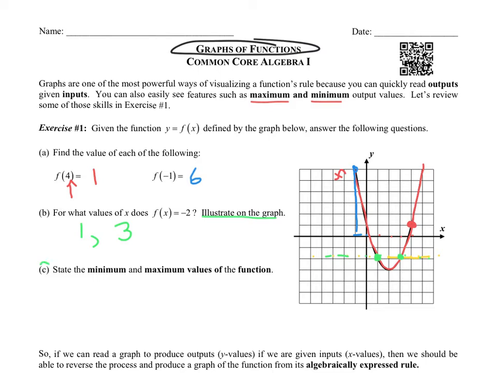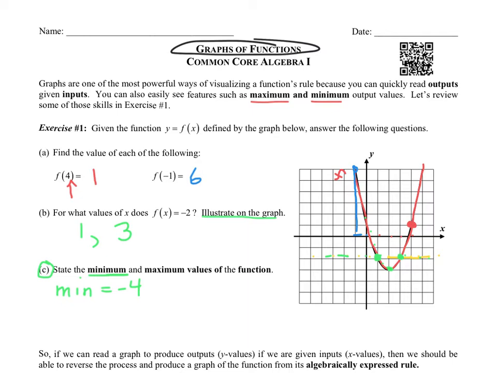The next question says state the minimum and maximum values of the function. That's exactly what it sounds like. The minimum means what's the lowest point it hits, and the maximum is what's the highest point it hits. The minimum it reaches, when we're talking about outputs, it goes down, down, down, till the y is negative 4. So the minimum would be negative 4. It happens to hit negative 4 when x is 2, but it's not really asking about the x there, it's just asking about the y.